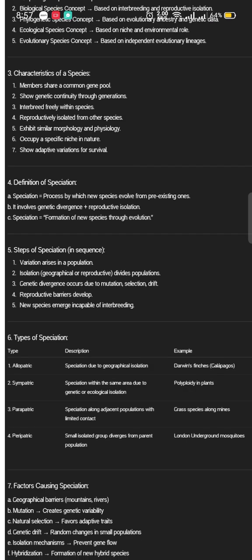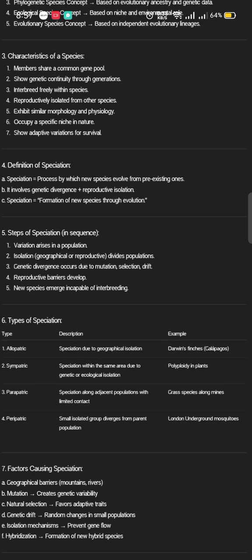Now, what is speciation? Speciation is the process by which new species evolve from pre-existing ones. It involves genetic divergence and reproductive isolation. Speciation is the formation of new species through evolution.